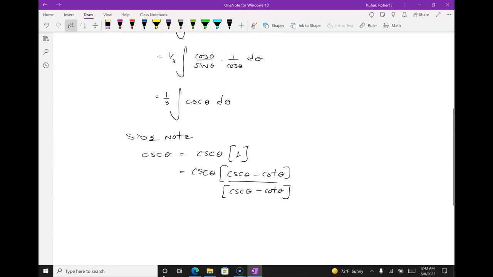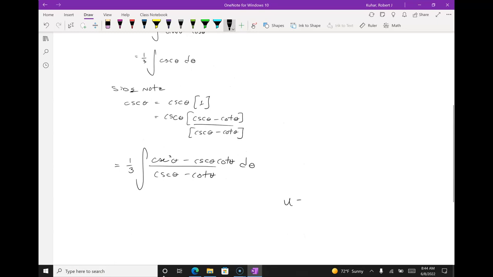So now I have 1/3 of the integral. Downstairs I have cosecant theta minus cotangent theta. And upstairs I have cosecant squared theta minus cosecant theta cotangent theta. So meaning I have U downstairs, and upstairs is DU, right? So I have U as cosecant theta minus cotangent theta. And then DU is what? Derivative of cosecant is minus cosecant cotangent. I got that. Derivative of cotangent is negative cosecant squared, but the double negative gives me a positive.